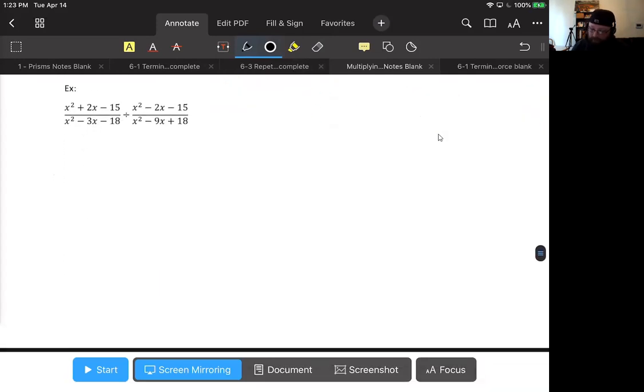This one, everything's trinomials here, so there's lots of trinomial factoring, but first we need to do keep, change, flip. So we keep the first fraction exactly the same.